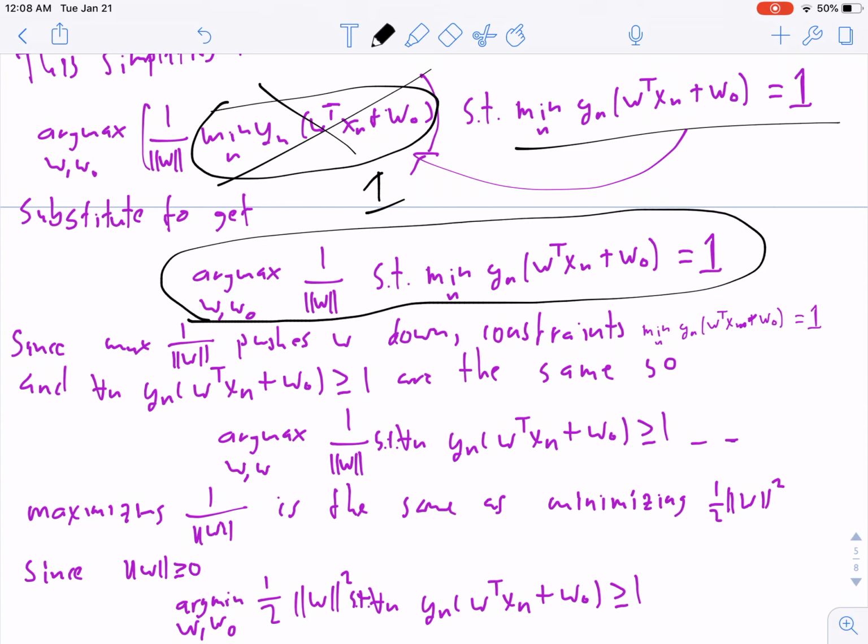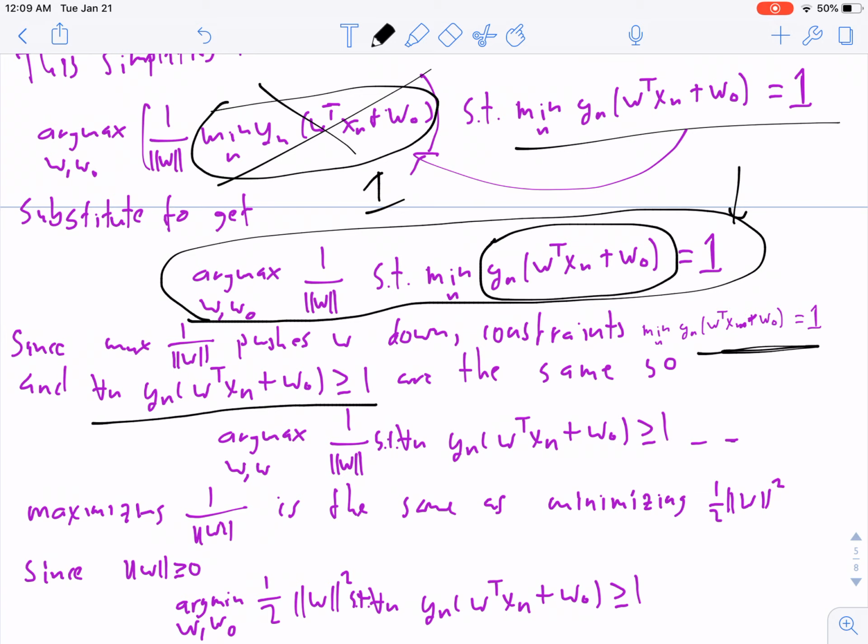Great. So the next thing that I'm going to do is change the constraint a little bit. I claim that the constraint that we currently have, the minimum margin is equal to 1, is the same thing as the constraint that for any data point, the margin is greater than or equal to 1. And when I say margin here, it's not technically correct, right? This thing should be divided by the norm of w, but I'm just going to refer to that as the margin because that's the quantity that we're dealing with most of the time.